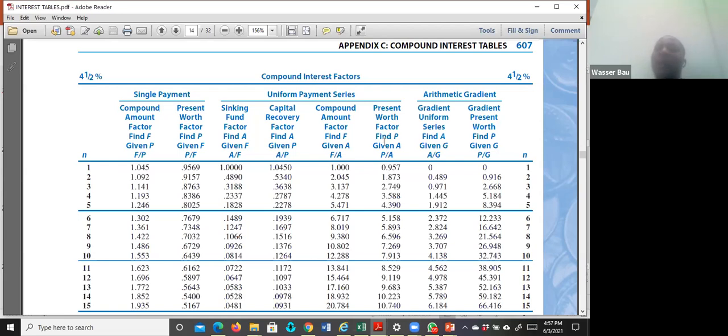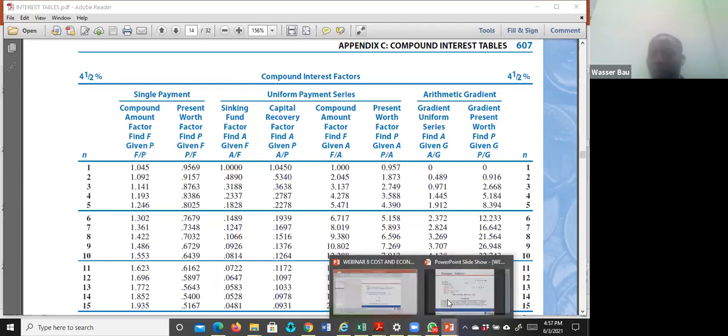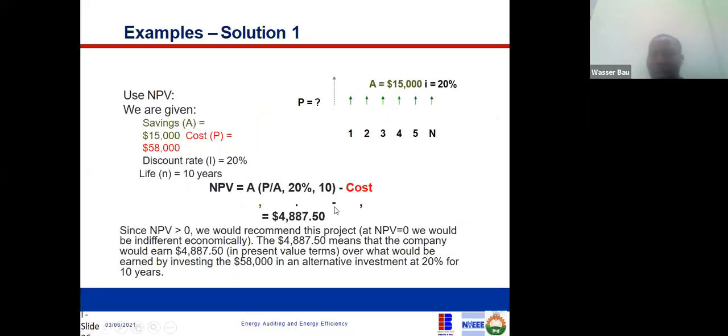So all we need to do is to multiply all the factors in these brackets. We'll look onto the table and find the equivalent factor at 20%, 10 years, because the payment is annually, and we will have a single factor for everything you see here inside the brackets. So we'll now multiply everything inside brackets by the annual savings. It will give us the present worth of that savings.